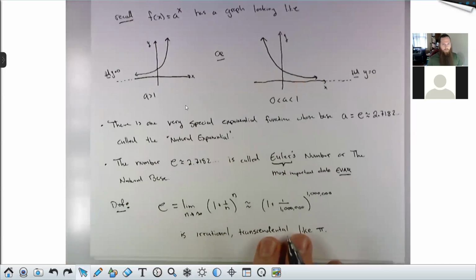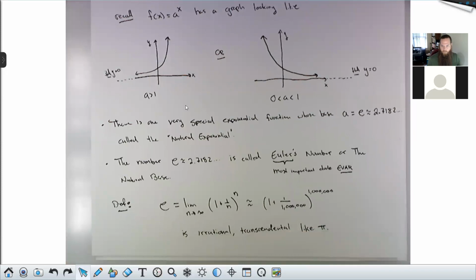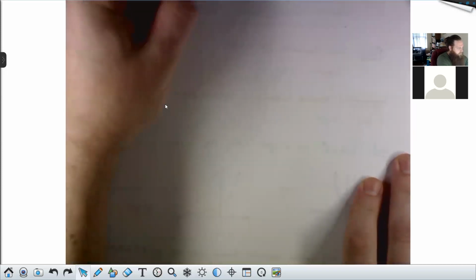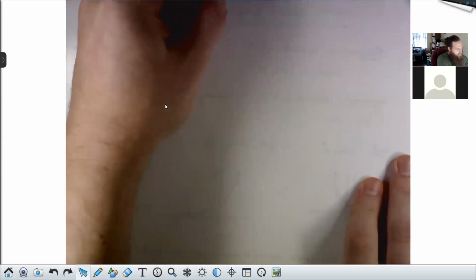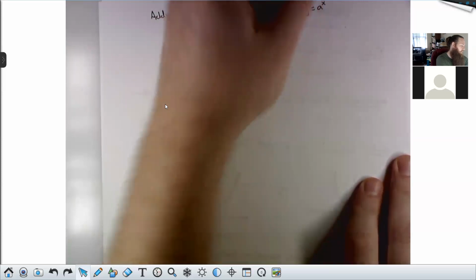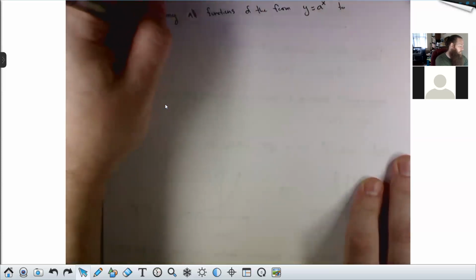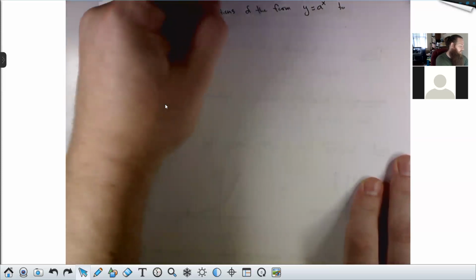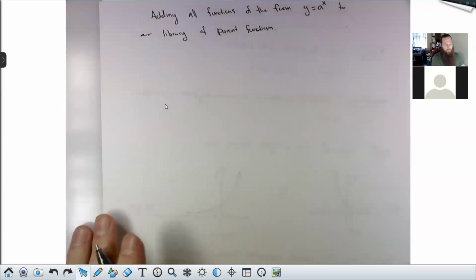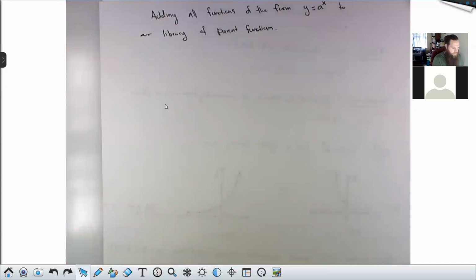One of the things I'm going to have you working on in your homework this week is graphing exponentials, shifted, flipped, stretched, whatever. So let's look at a few of those. Basically, we're adding all functions of the form y equals a to the x to our library of parent functions. So we can graph lots and lots of other ones as transformations of those, and that's what I aim to do right now. Let's just look at a couple of those.